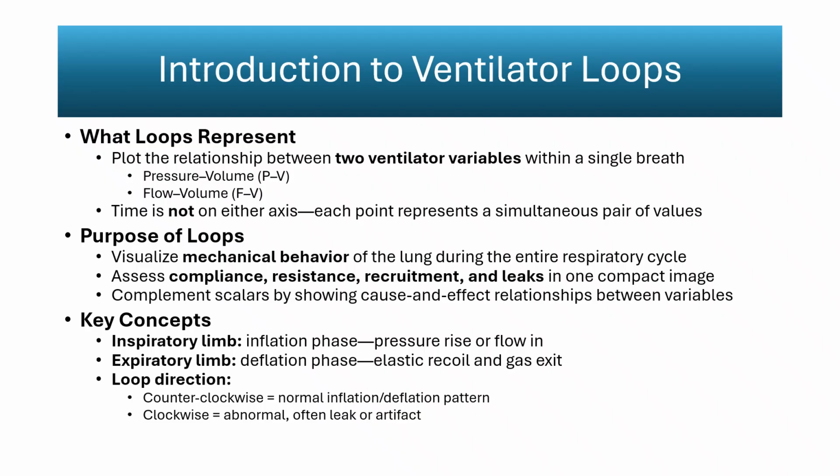Basic directional patterns also carry meaning. A counterclockwise loop indicates the normal progression of inflation followed by deflation. A clockwise pattern often signals a leak or artifact because the inspiratory and expiratory points do not retrace the same path. By comparing the two limbs, loops reveal mismatches between inflation and deflation that might not be obvious on time-based scalars. Interpreting loops complements the analysis of scalars by showing how changes in pressure or flow translate into changes in volume across the entire breath.